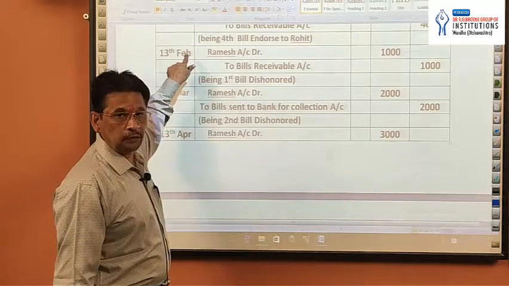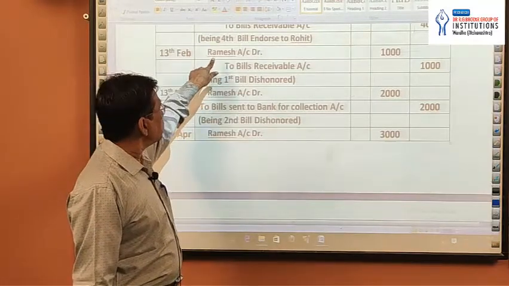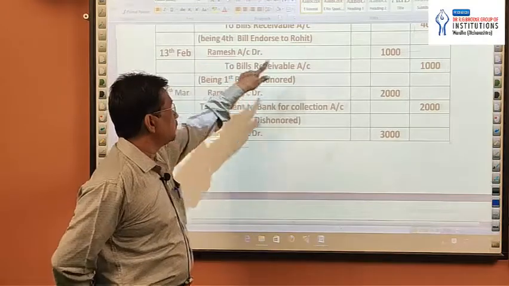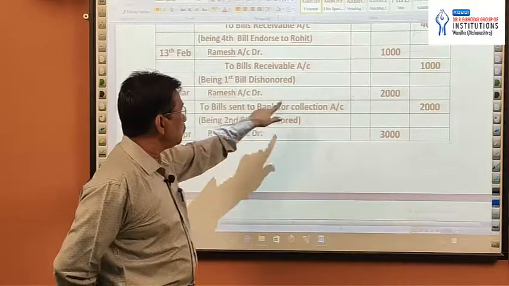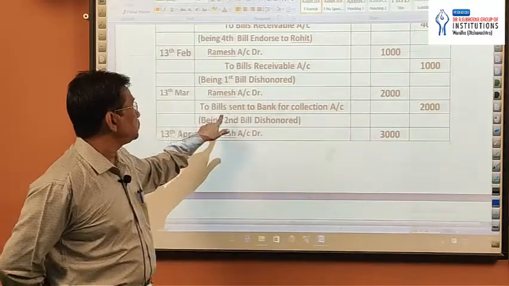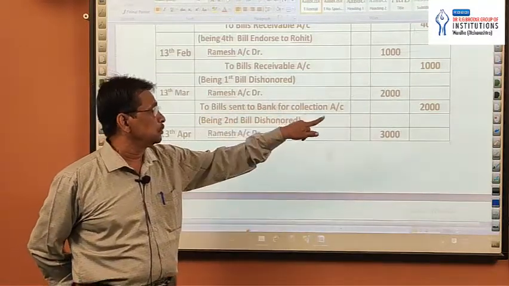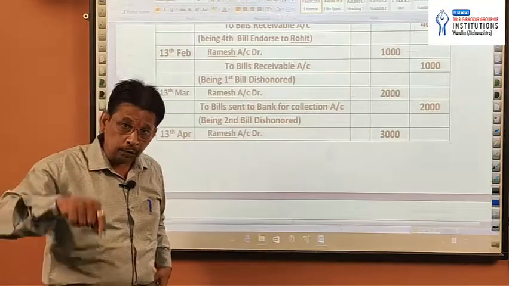The second bill, whose period is 2 months, has 13th February as the due date. Again the benefit goes to Ramesh. So Ramesh account debit 2,000 to bills sent to bank for collection account 2,000, at the time of due date.